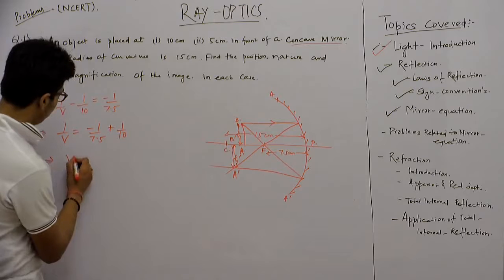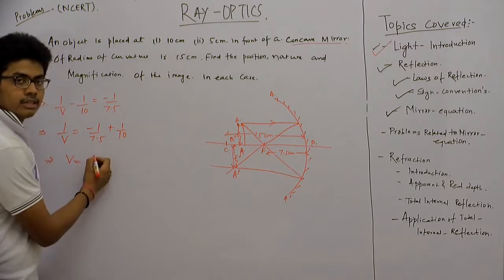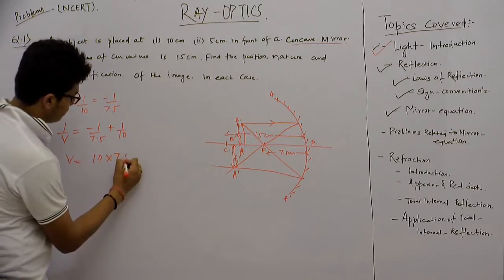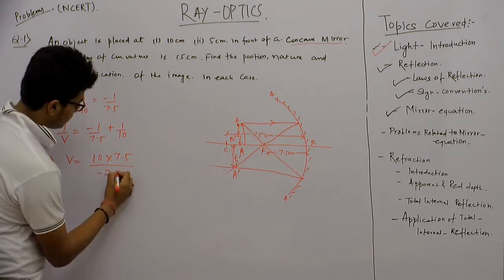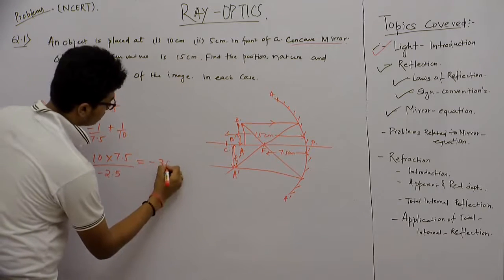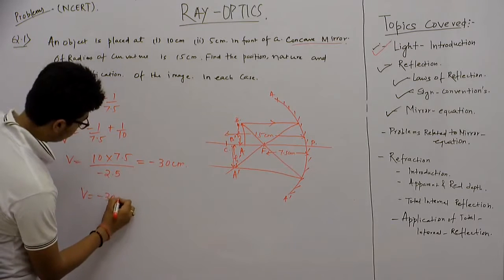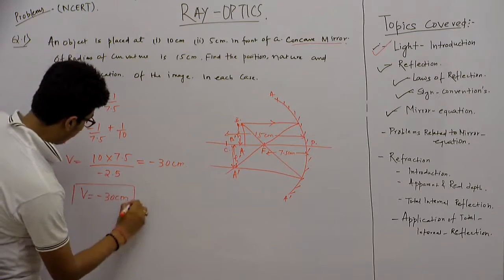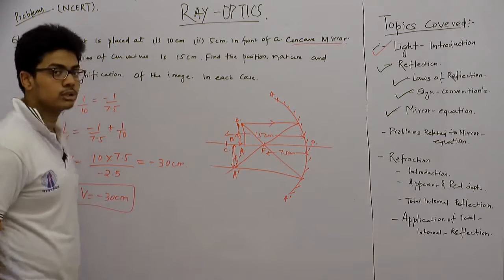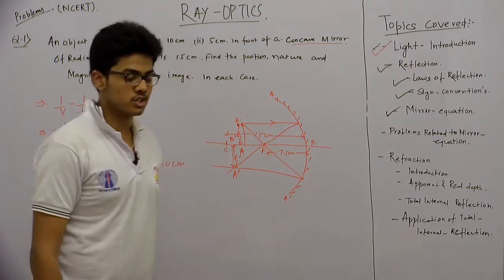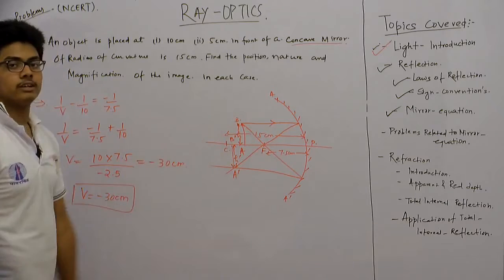So v is equal to 10 into 7.5 by minus 2.5, which is equal to minus 30 centimeter. So here we get minus 30 centimeter. Negative sign shows the nature of the image formed, that is, on the left side of the concave mirror.